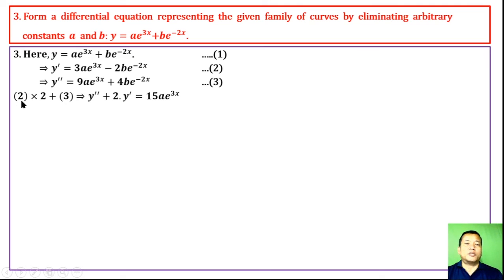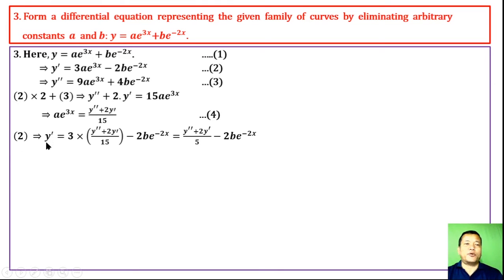Multiplying equation 2 by 2 and adding equation 3, we get y double dash plus 2y dash equals 15a e to the power 3x. Solving for a e to the power 3x, we get (y double dash plus 2y dash) by 15, which is equation 4.